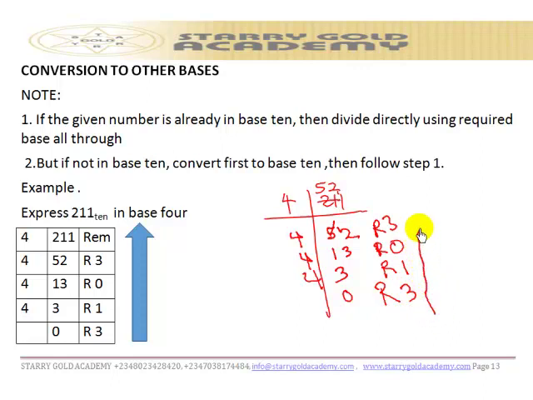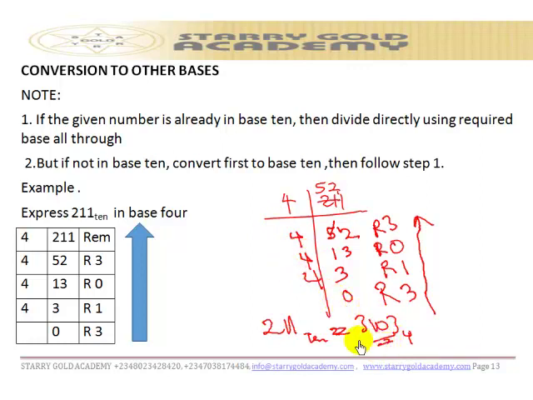Answers are picked from the base. So you have 211 in base 10 is 3103 in base 4. So this settles it. Divide through by 4.